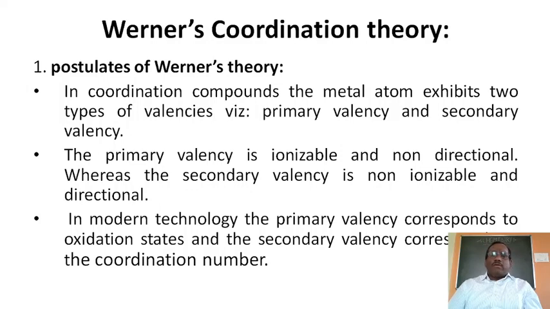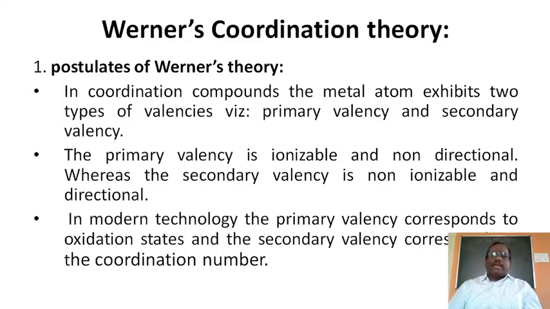In modern terminology, the primary valency corresponds to the oxidation state and the secondary valency corresponds to the coordination number. Primary valency means the oxidation state of the central metallic ion. We know oxidation state is how many electrons are utilized for bond formation, how many electrons are lost, how many electrons are gained. This number is the oxidation state of the central metallic ion. That means the central metallic atom exhibits one fixed oxidation state.